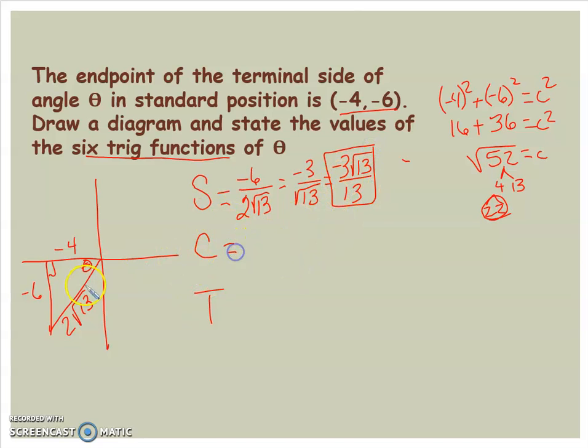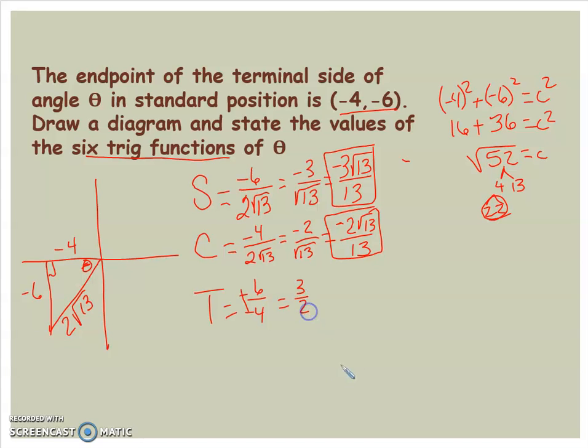For cosine, we're going to use this adjacent, -4 over 2 square root of 13. Again, we're going to simplify that fraction, 4 and 2, and then we're going to move the radical to the top and take it out in the bottom again. Okay, so that's our cosine. For tangent, we're using opposite over adjacent, and that gives us a positive 3/2.